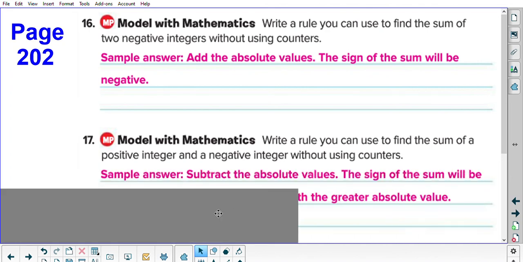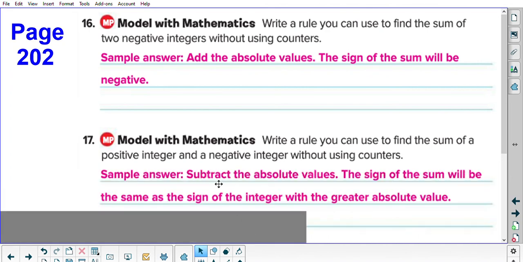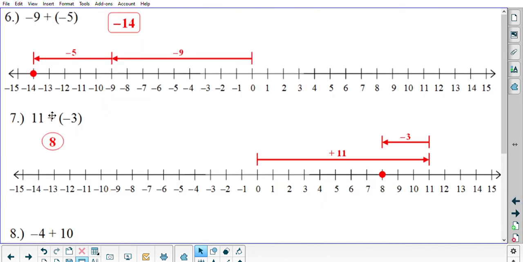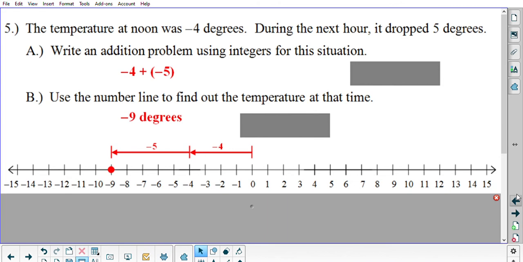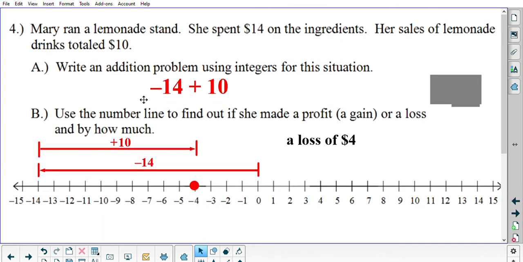Did you somehow explain this in your own words? Like I said, we're going to subtract in our head. We're technically subtracting the absolute values. The sign of the answer is going to be the sign of the integer that had the bigger absolute value. So again, if the positive number wins, so to speak, if the positive number has the bigger absolute value, like on problem 7 and problem 8, then the answer is positive. But, like on number 4, if the negative number has the bigger absolute value, if the negative number wins, so to speak, then the final answer will be negative.